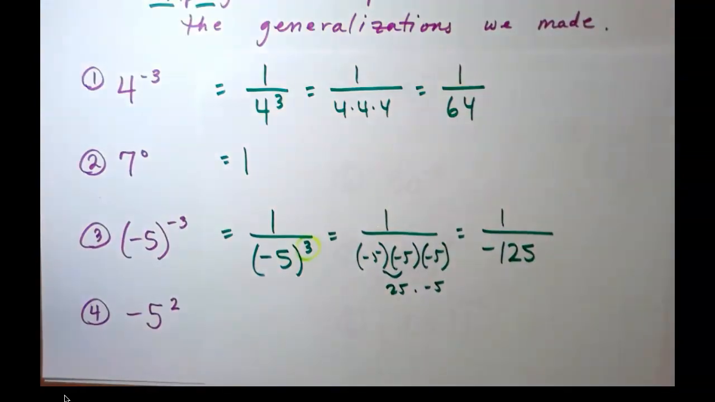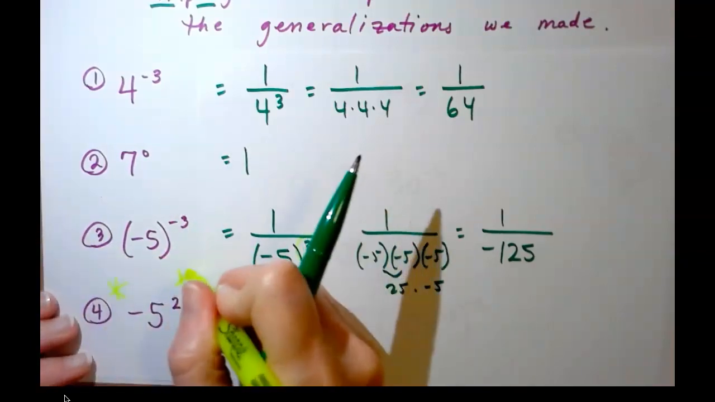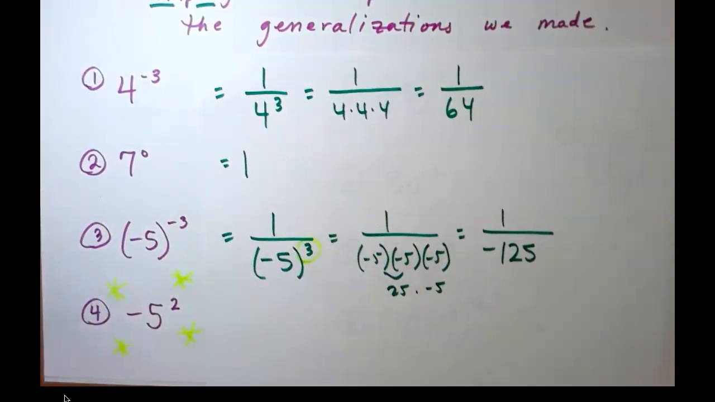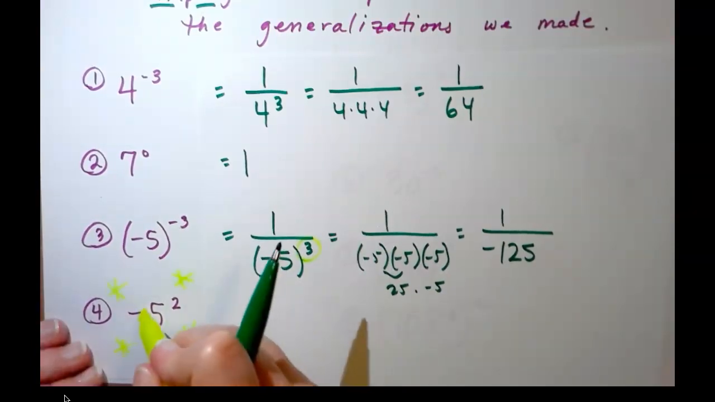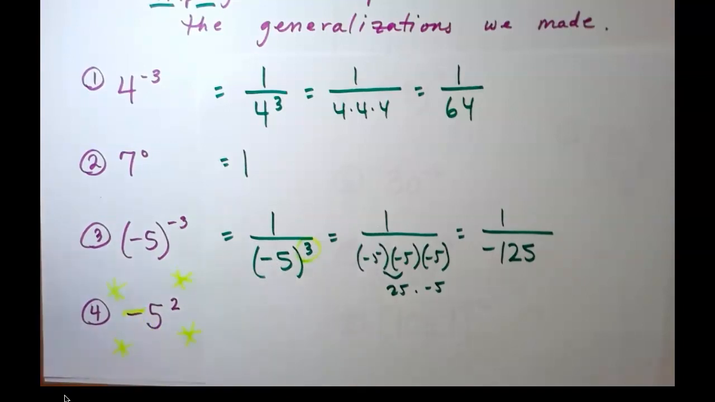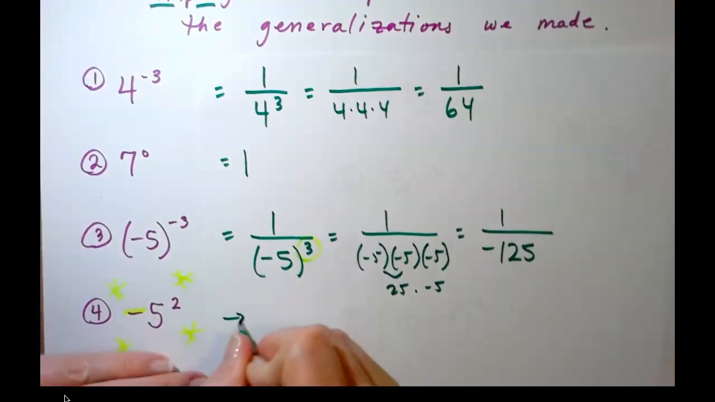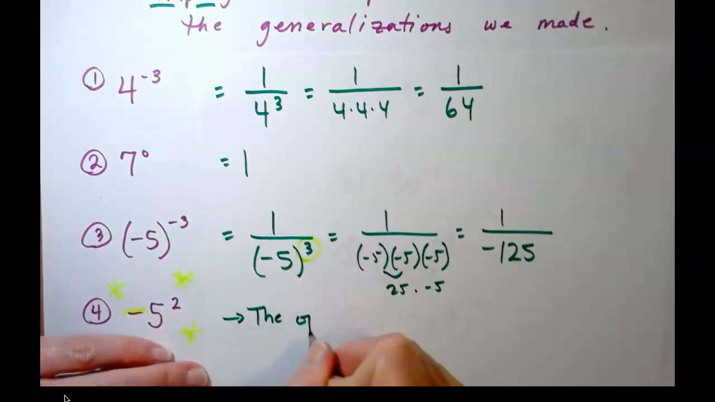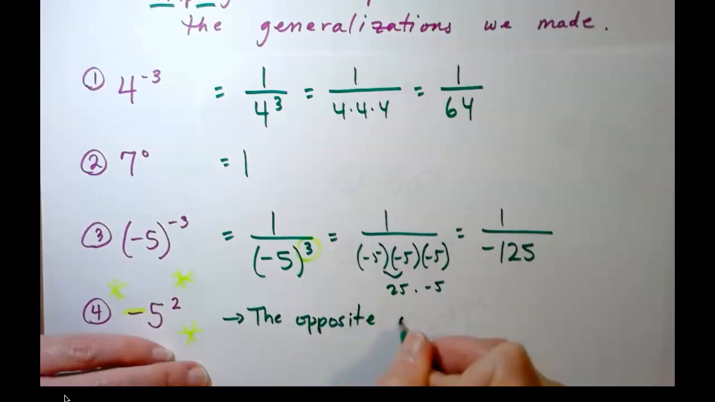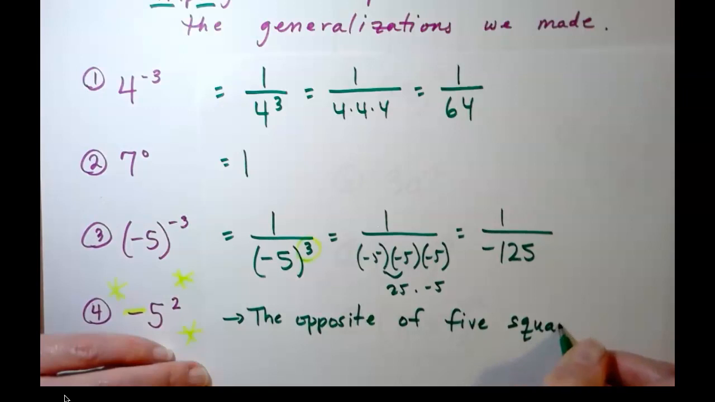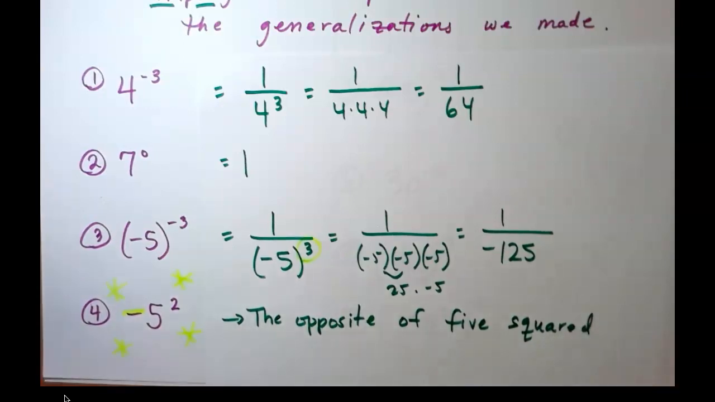Next, number 4. Number 4 is super, super tricky. So I'm going to put some stars around it because this is one to keep in mind. If you see the negative that is in front of that 5, what it really means is this, and we would even read this as the opposite of 5 squared. So because of order of operations, we will square first and then we will take the opposite.